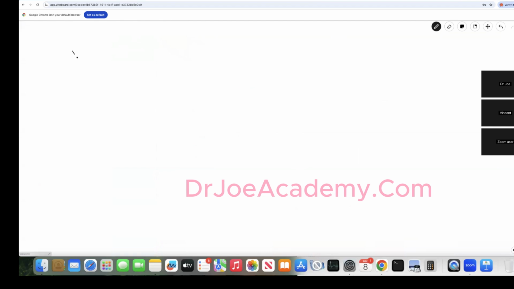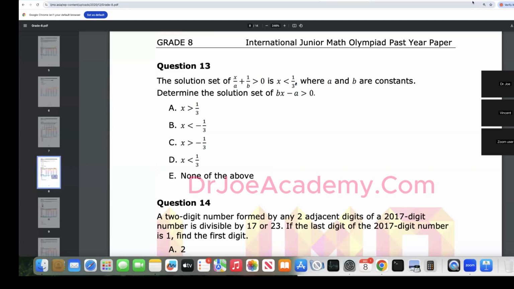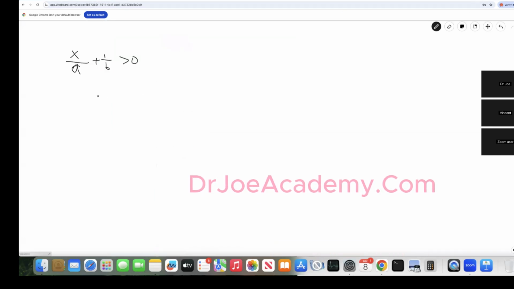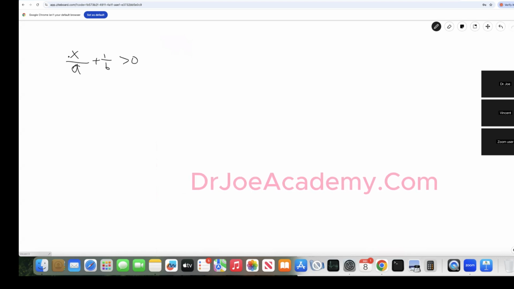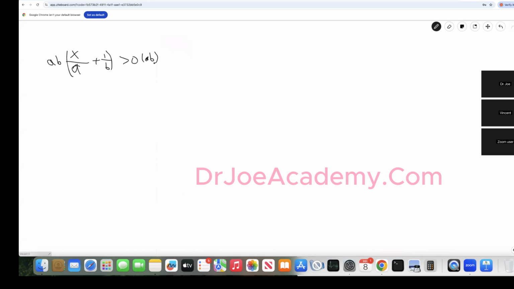So x over a plus 1 over b is greater than 0. So let's multiply. Let's get all this in one line instead of fractions. So let's multiply both sides of the equation times AB so that we can get rid of the denominators. So we're going to multiply AB times this, and then multiply this times AB also, because we have to do it to both sides.